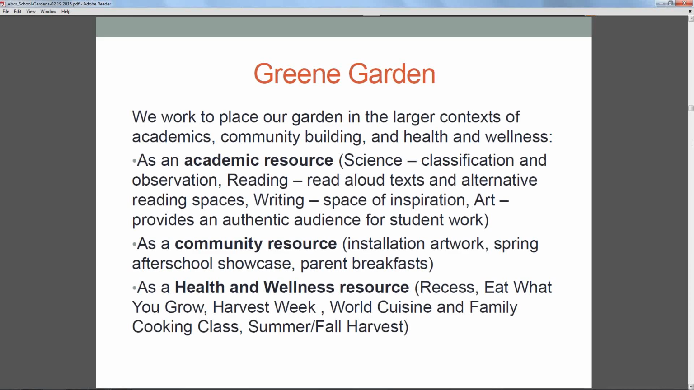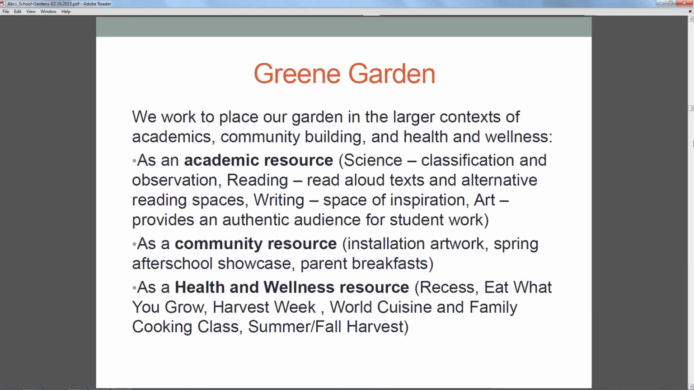So to talk a little bit about how we look at it as an academic resource. Clearly, as was stated before, there's this idea of hands-on science. We believe that's the best way to do science, is to have kids actually as scientists. And so it becomes a real challenge for us to find authentic venues in which students can have those sorts of experiences. And the garden is clearly a great place for that.